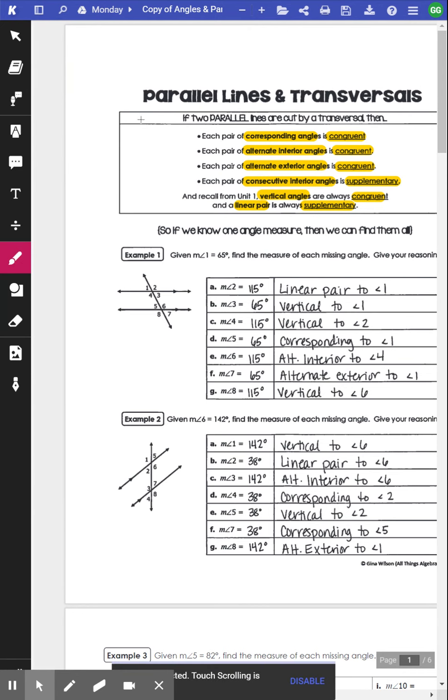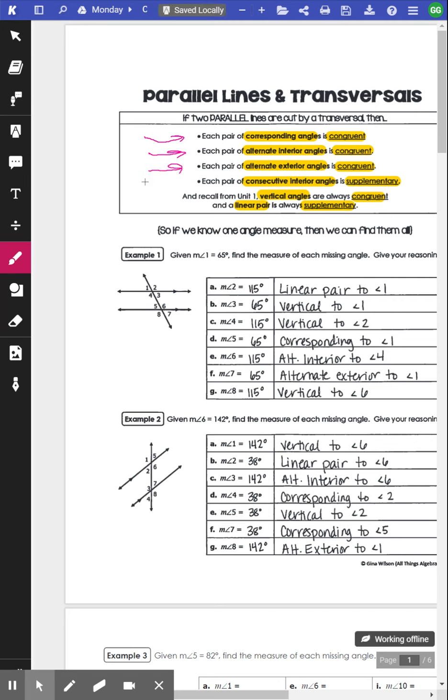So this box up here: if two parallel lines are cut by a transversal, remember, that's the line that cuts two lines and creates those 8 angles. I introduced you to corresponding angles, alternate interior angles, alternate exterior angles, consecutive interior angles. If we have parallel lines, they have to be parallel, and they're cut by a transversal, then your corresponding angles are congruent. Your alternate interior and exterior are also congruent.